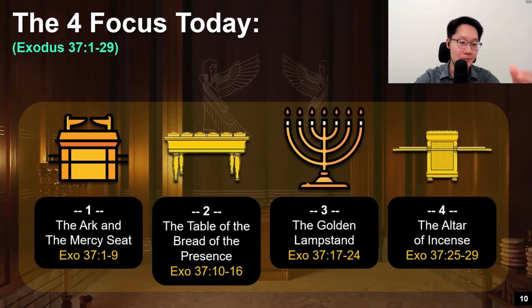So, the ark and the mercy seat, the table of the bread of the presence, the golden lampstand, and the altar of incense. So just before we move on to the devotional thought, let me just sip some water.